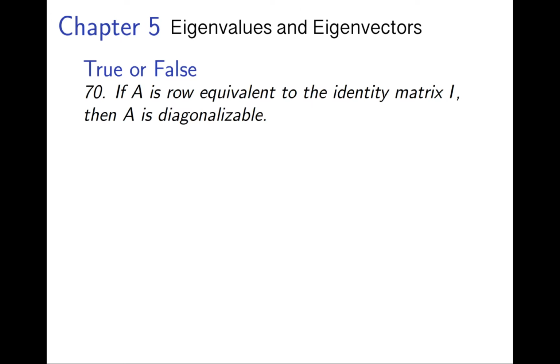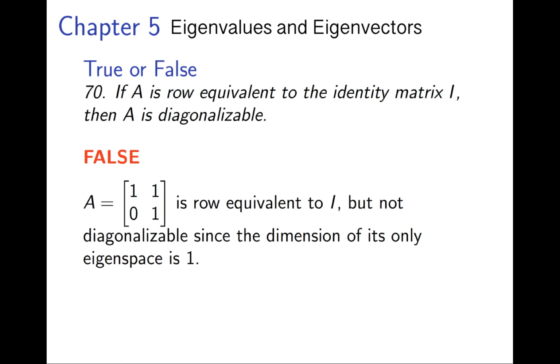Number 70. If A is row equivalent to the identity matrix, then A is diagonalizable. This is wrong. If we take A to be the matrix [1, 0; 1, 1], this is row equivalent to the identity matrix, but it is not diagonalizable since the dimension of its only eigenspace is 1. So what I recommend you doing is showing that my conclusion is actually accurate. Find the eigenspace corresponding to 1 and show that its dimension is 1. I didn't do that, but that's good practice for you.